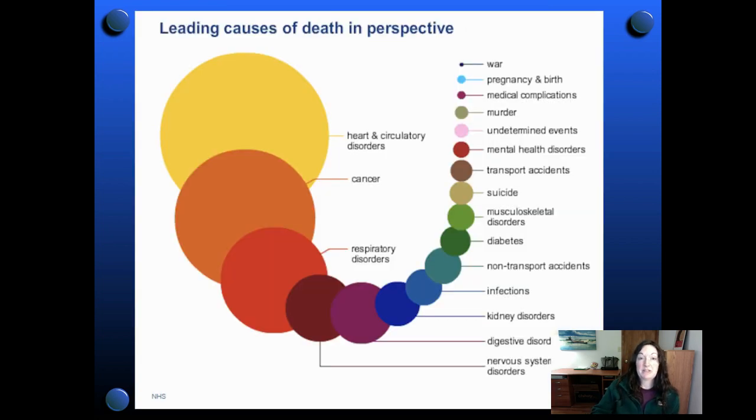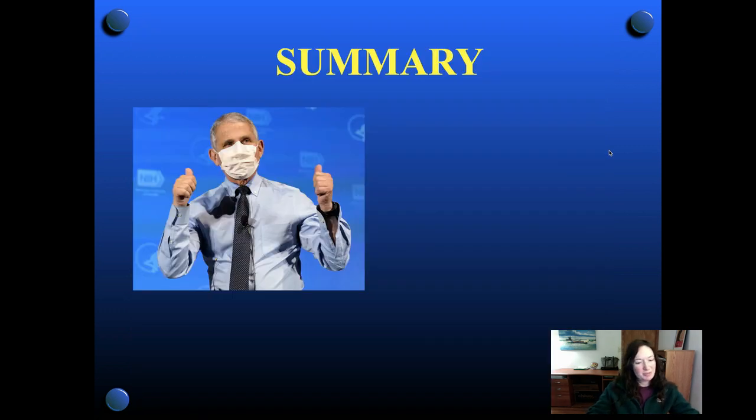And this is another interesting perspective piece. This shows what actually causes people to die. Heart and circulatory disorders are the biggest cause of death. Cancer is another big chunk, and respiratory disorders. Just these three alone are enormous. And then you get to nervous system disorders, kidney disorders, all the way down to transport accidents, so here's car accidents, mental health disorder, murder, medical complications, pregnancy, and then war is actually a lot smaller than you would think it is, although war is a pretty ugly way to experience death. So it gives you some perspective there.